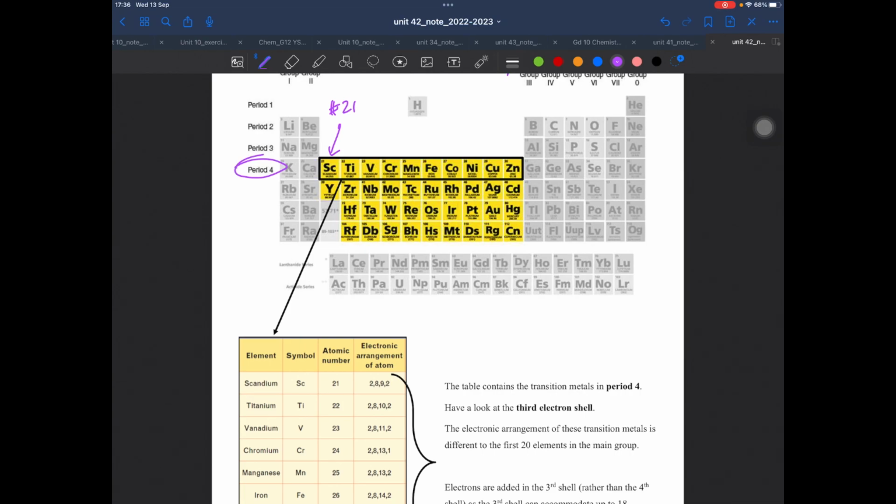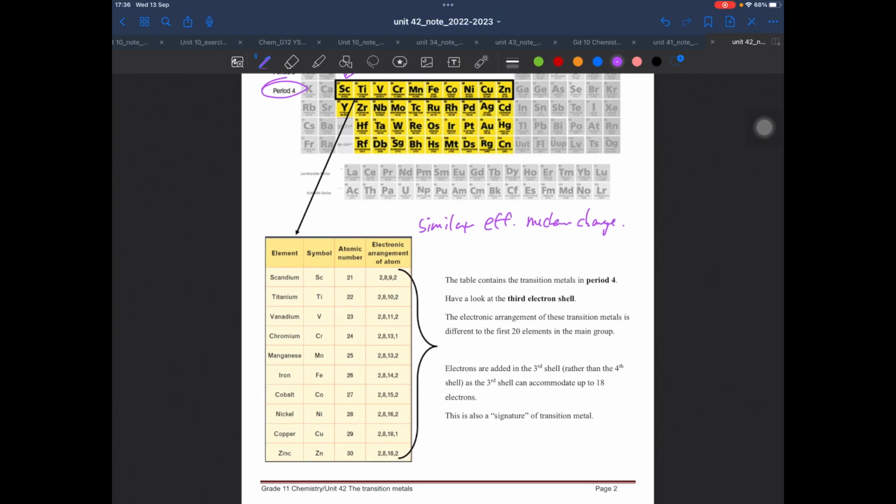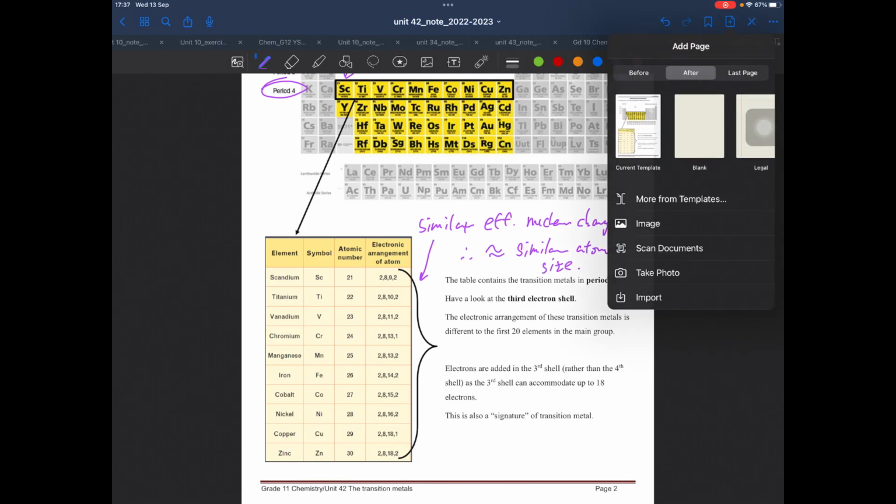The reason why we spend time to discuss it is because if you still remember what we have learned in unit 41, a new term called effective nuclear charge, transition elements have similar effective nuclear charge for all these 10 elements. So the conclusion is they have similar atomic size. Let me explain to you what's going on.